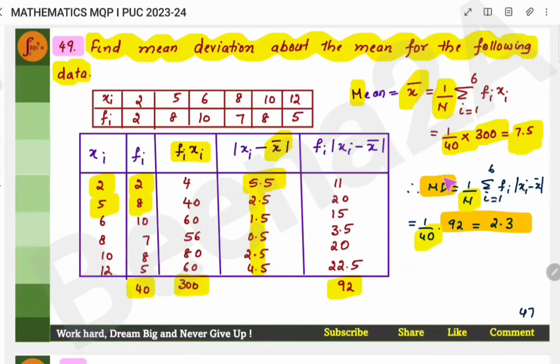Now ultimately, finally, you find mean deviation around this mean. So what is the formula? 1 by n into summation of fi into modulus of x minus mean, right? So now we find the summation. So what is this? We already found it in this column, 92. So 92, and what is n? Total of all these fi's, which is 40. So finally, mean deviation is nothing but 2.3.